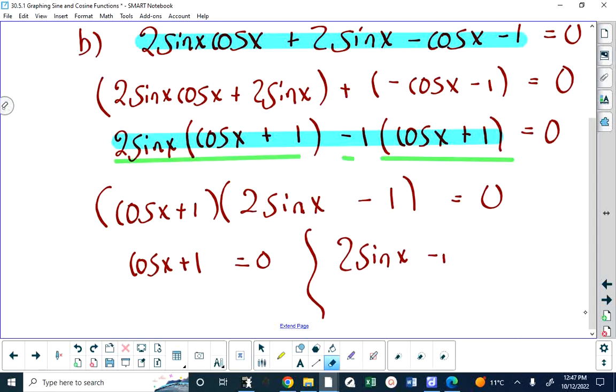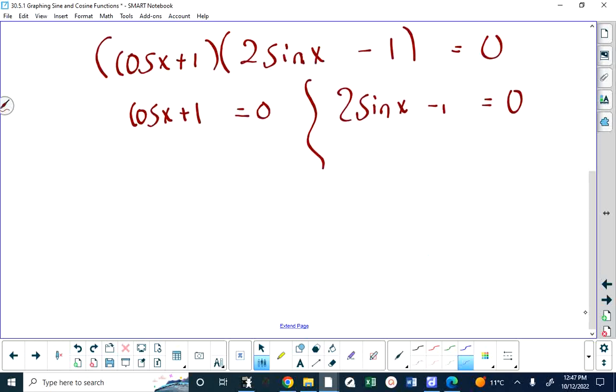And, you know, as much as the teacher in me wants to say you should be able to solve it from there, I've come this far, I might as well finish it. Okay. This becomes cosine of the angle is equal to -1. This becomes sine of the angle is equal to 1 over 2.